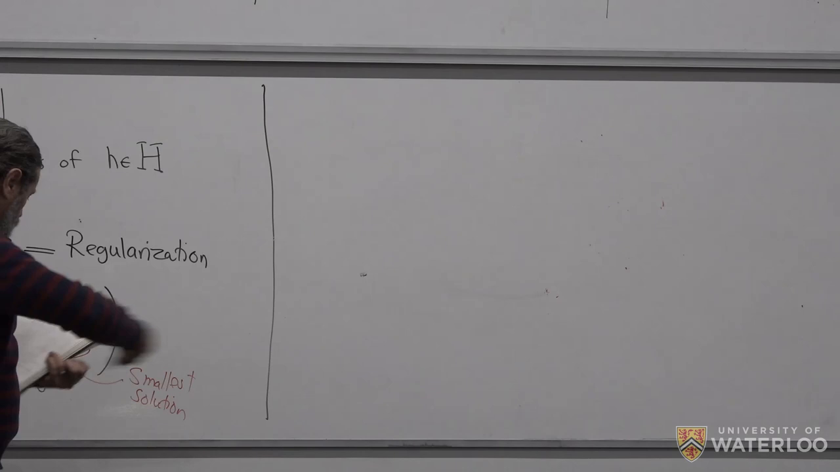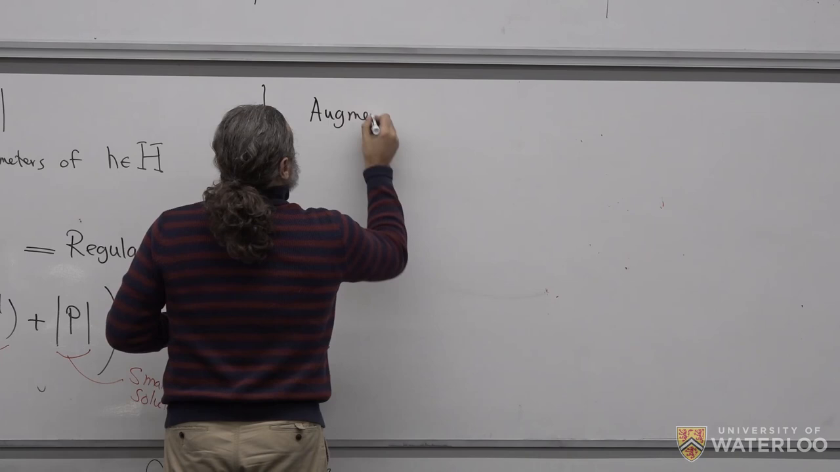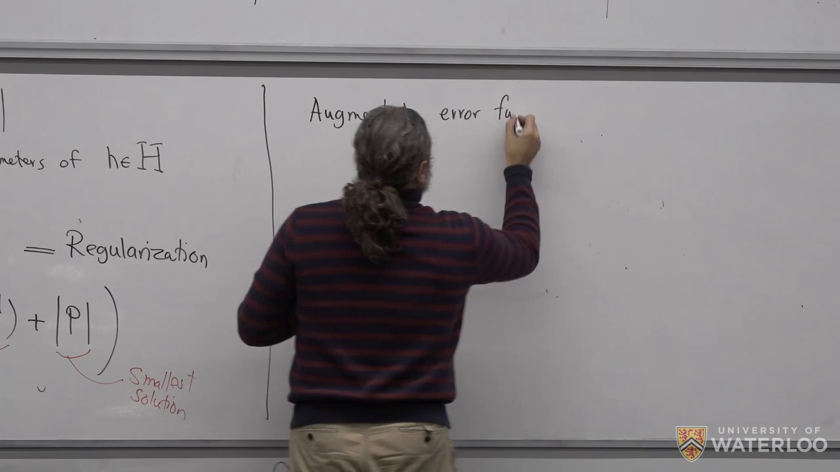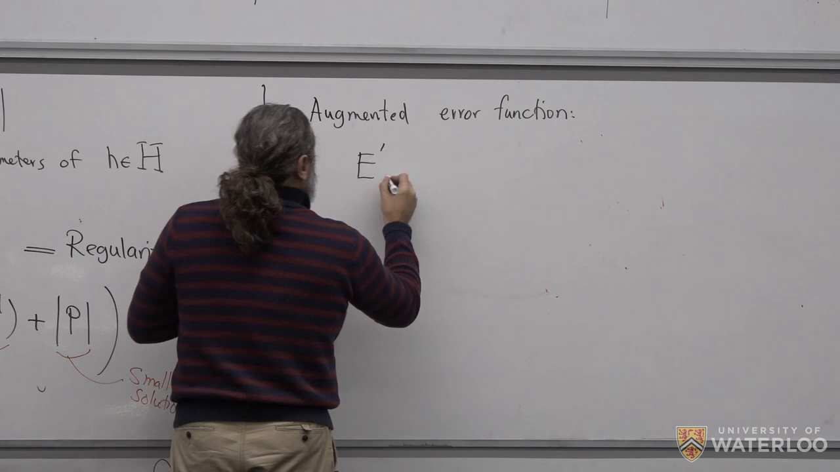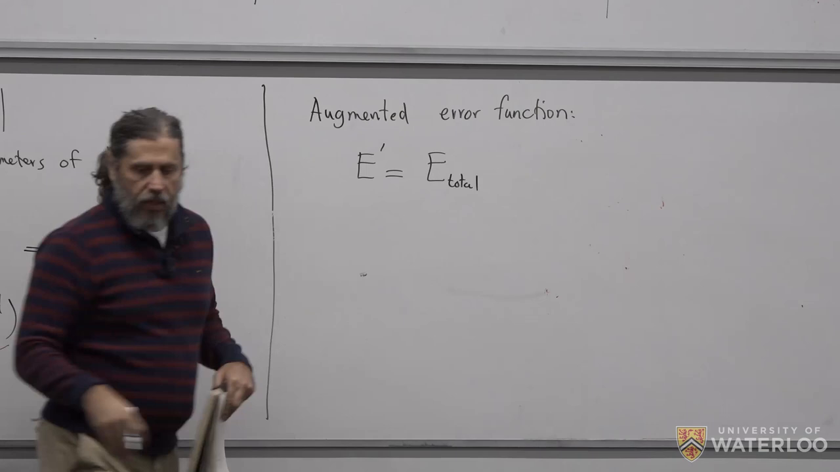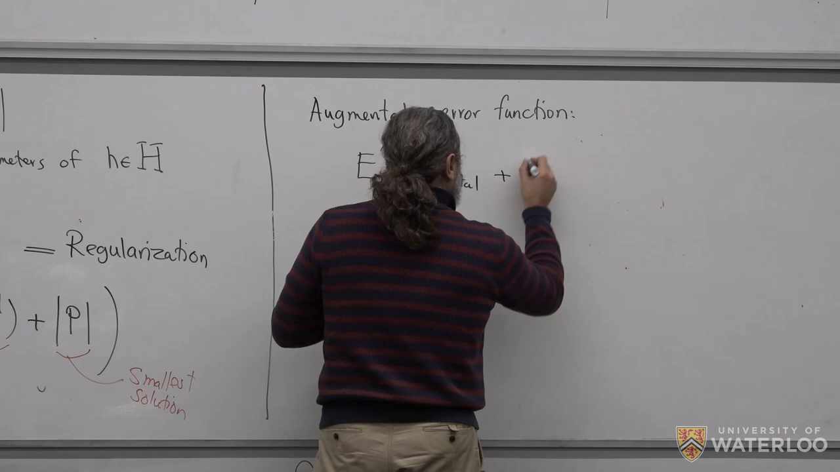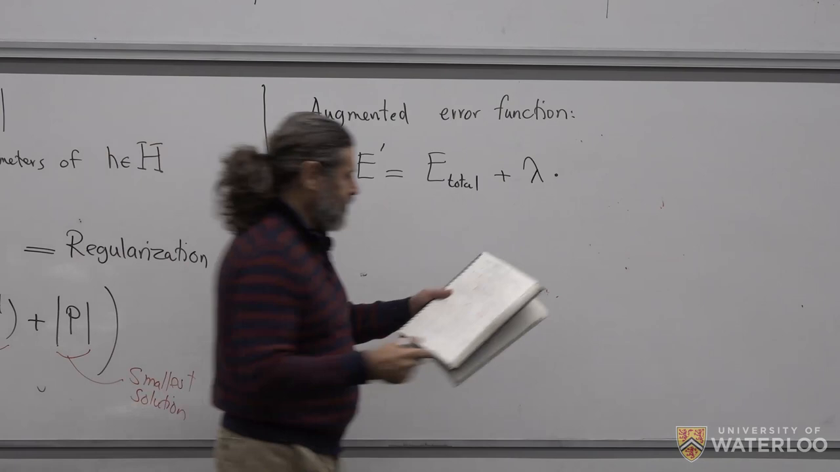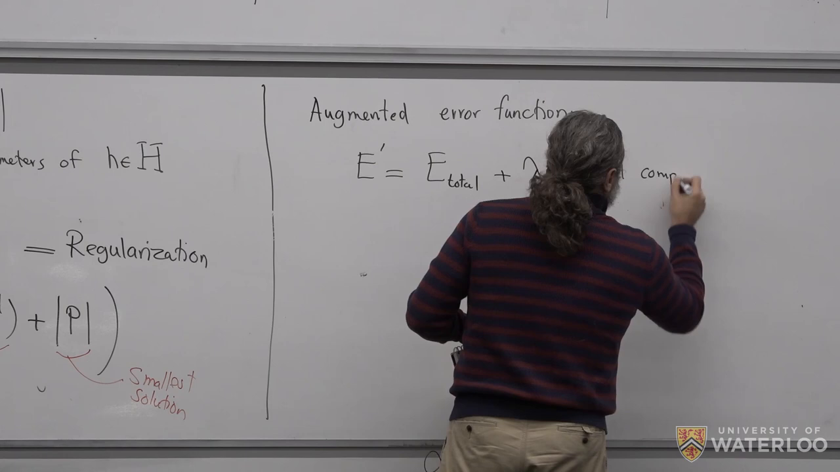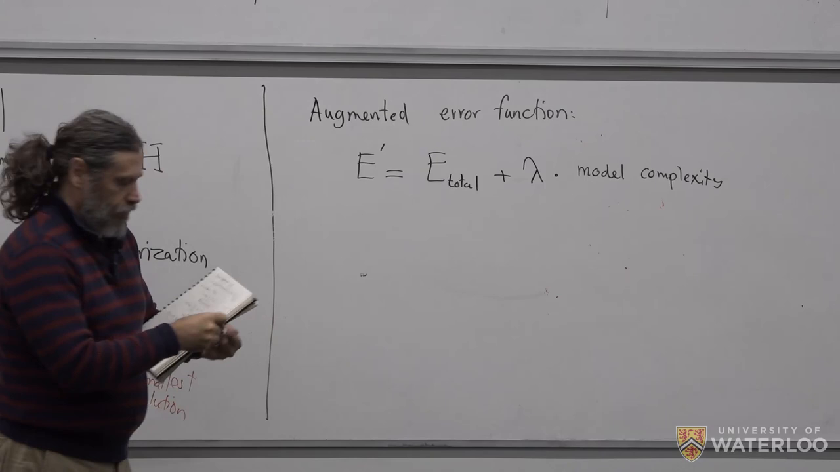So the so-called augmented error function will be, the E prime will be your error total, whatever your error is, however you calculate it, doesn't matter, plus a factor, let's say lambda, and this is not the eigenvalue, call it alpha, beta, anything, lambda, times model complexity. Why am I bringing in a lambda? Because I want to control it first.